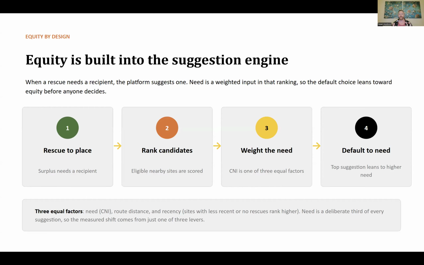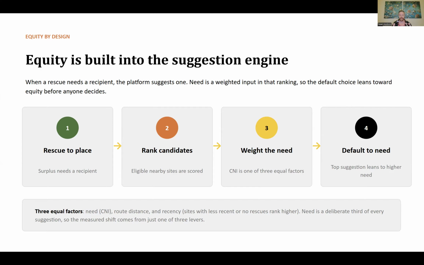So what does that mean? Equity is built right into the suggestion engine. When we get a rescue, our platform suggests several places, and need is in part weighted in that ranking. Generally speaking, we will always lean towards better equity whenever possible. So we get a rescue, we rank our candidates. CNI is one of the 3 factors. And then those top suggestions leaning towards that higher need over time will mean better equity overall.